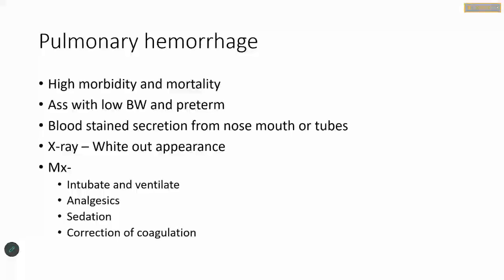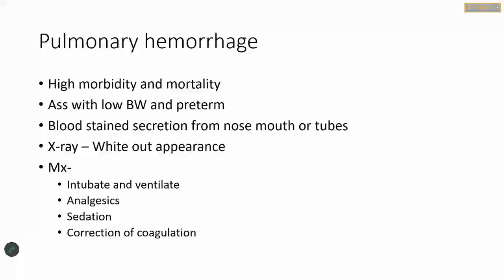So why does pulmonary hemorrhage occur? It is more common in a child who is born preterm or with low birth weight, because the clotting mechanism and the factors are not developed properly. So they are at high risk of developing pulmonary hemorrhage, and also their respiratory system is not developed properly. So again, they have a high risk of pulmonary hemorrhage. So it is more common in a child with low birth weight and preterm.